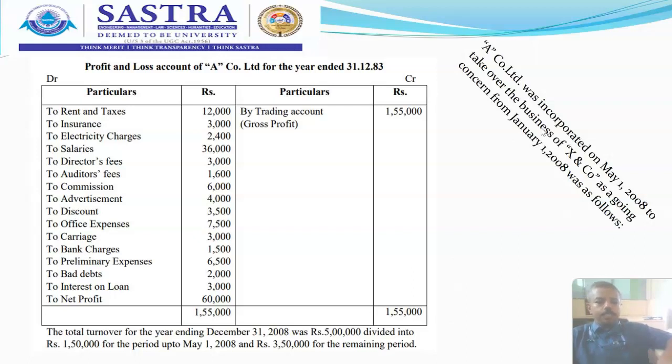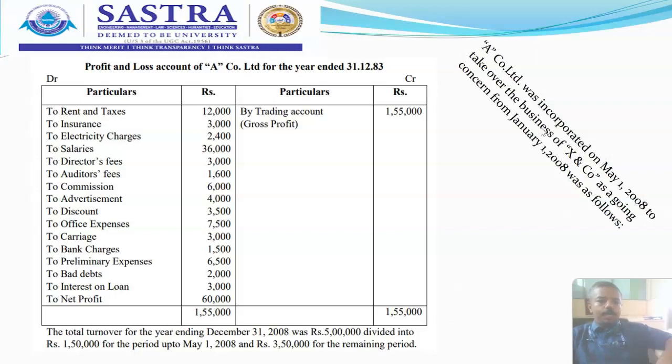Directors' fees and preliminary expenses have to be allocated directly to the post-incorporation period. The commission is based on sales ratio; advertisement, discount, carriage outwards and bad debts are all on sales ratio. So these need to be allocated based on sales ratio. Interest on loan is a time ratio because it is of a fixed nature. Salary is also time ratio.